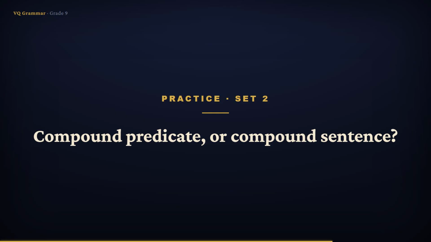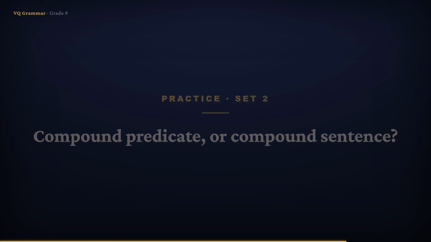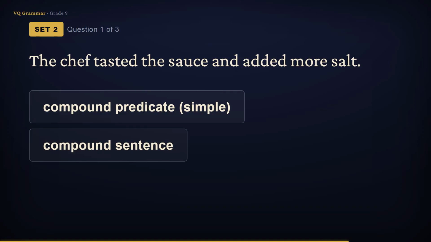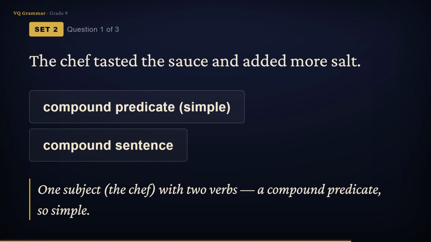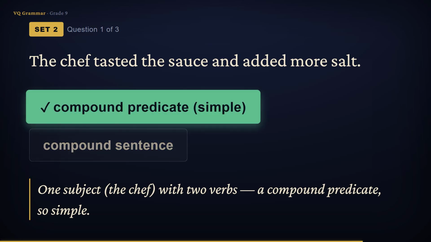This second set zooms in on the trickiest call, the one we just practiced. Each sentence either has a compound predicate, which keeps it simple, or is a true compound sentence with two clauses. Hunt for that second subject. Pause and try each before I answer. The chef tasted the sauce and added more salt. Is this a compound predicate or a compound sentence? Check for a second subject after and. There isn't one. The chef does both actions, tasting and adding, so it's one subject with two verbs. That's a compound predicate, which keeps the sentence simple.